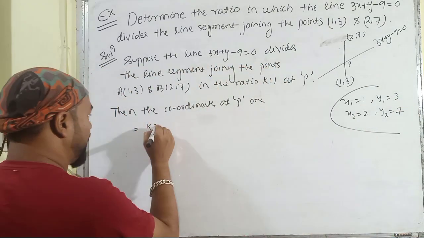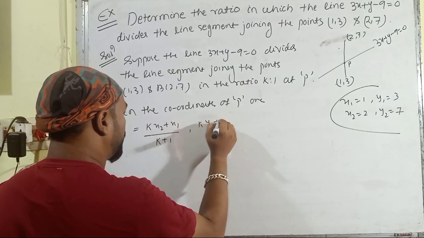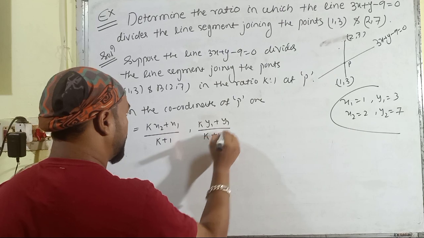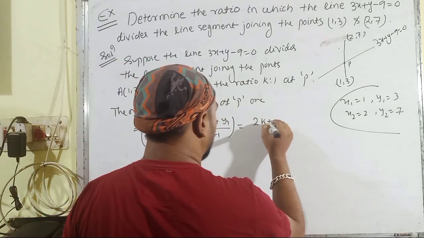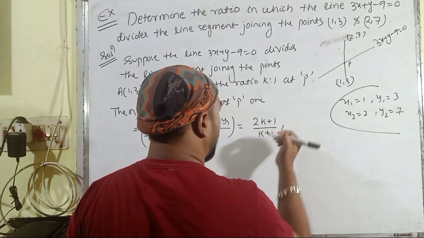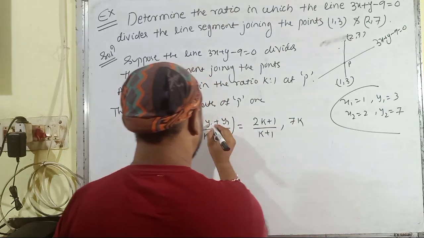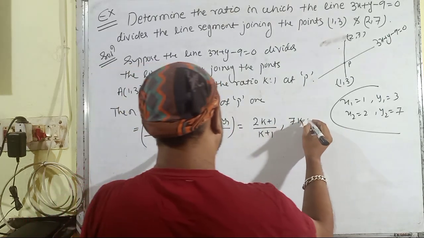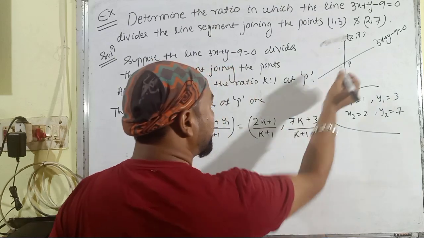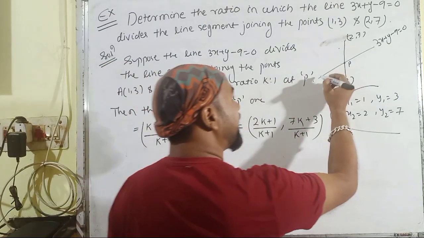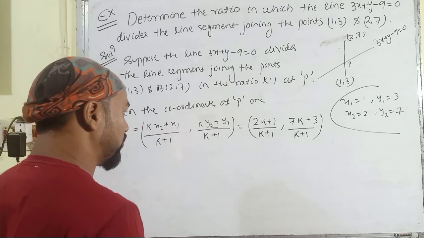So this is (k x2 plus x1) divided by (k plus 1), and then (k y2 plus y1) divided by (k plus 1). By putting these values here, we get (2k plus 1) divided by (k plus 1) and (7k plus 3) divided by (k plus 1). As the point P again lies on the line 3x plus y minus 9 is equal to 0.